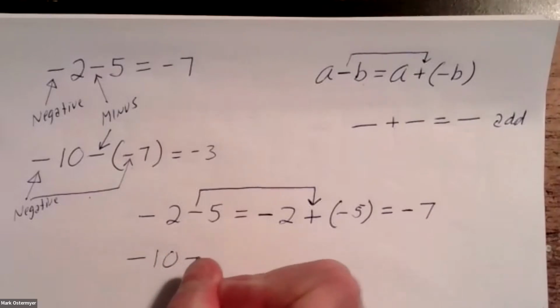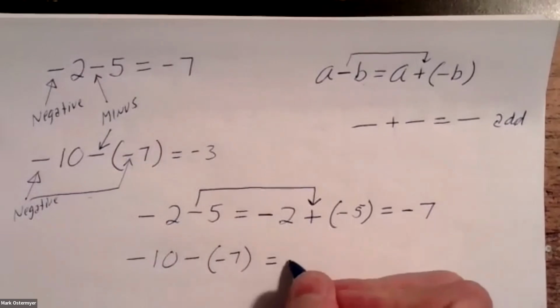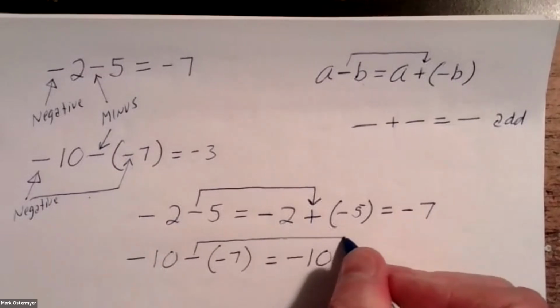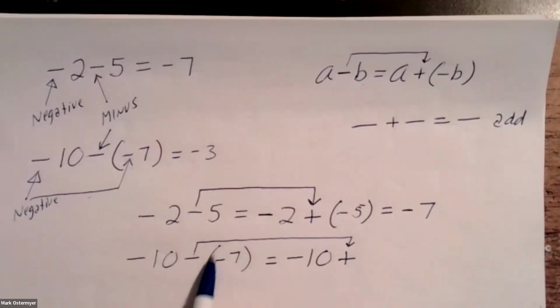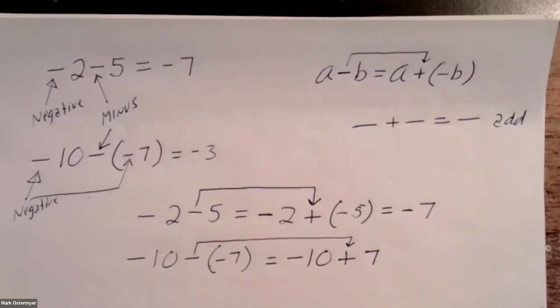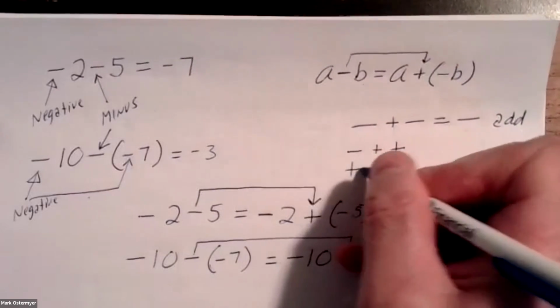Let's negotiate this one manually. Negative 10 subtract a negative 7 is equivalent to as if I say negative 10, change subtraction to what? Addition. But then I have to add the opposite of negative 7. What's the opposite of negative 7? Positive 7. And now, ladies and gentlemen, I'm adding a negative and a positive together. We have a rule for that.